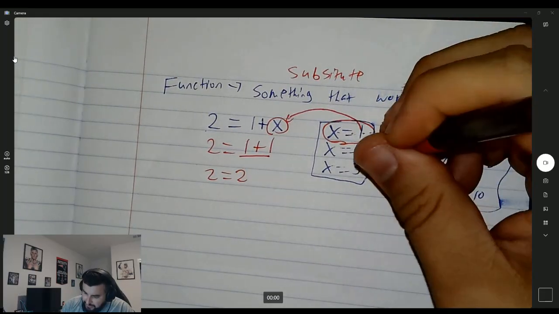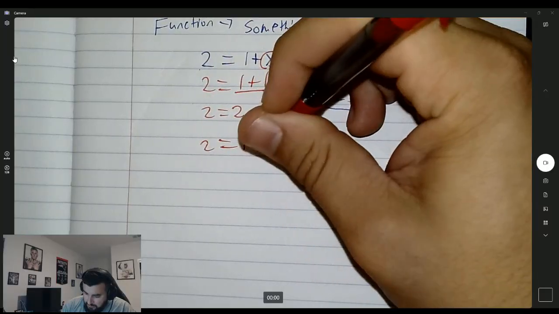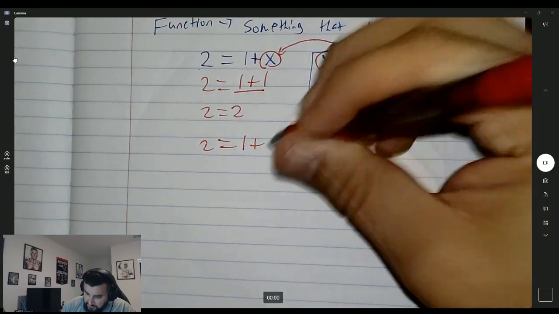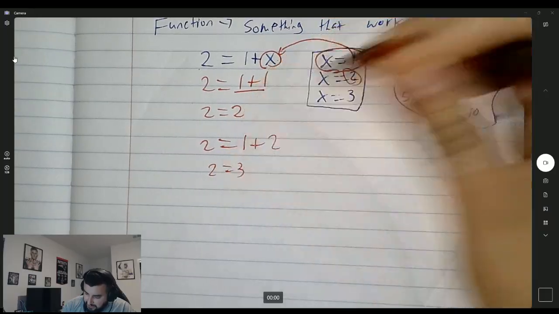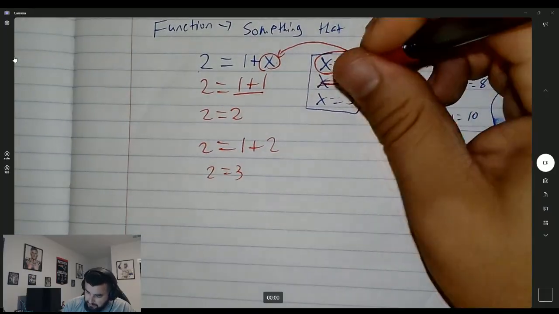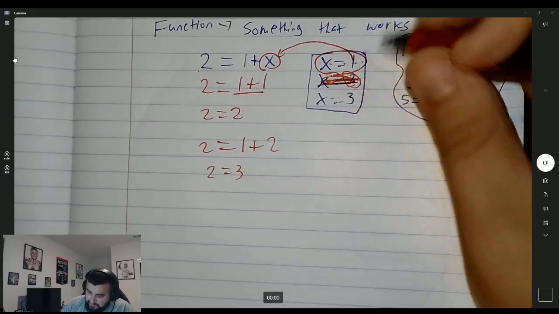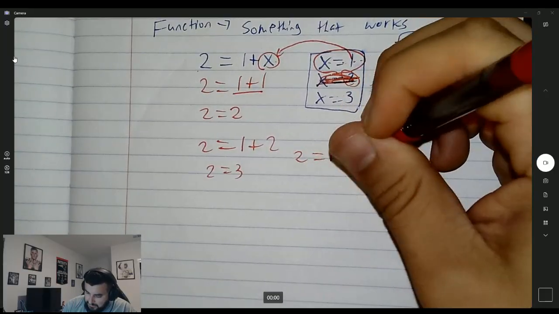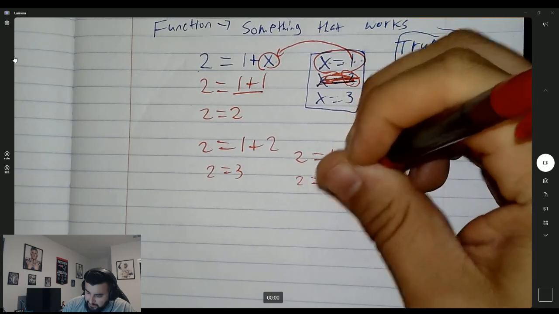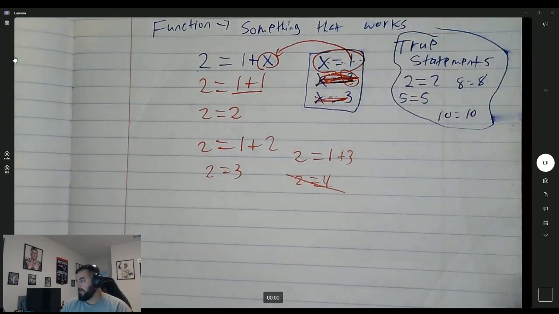Because if I put in 2 in there, I'll just show you really fast. 2 equals 1 plus, substitute. Put the 2 where the x was. It was right there. 2. You get 2 equals 3. So that wouldn't work. That's no bueno. If you don't know Spanish, it means not good. Okay, and the next one is 3. If I plug that into x, you get 2 is equal to 1 plus 3. And you get 2 equals 4. That's also a false statement. That's no good. So only x equals 1 is a function.